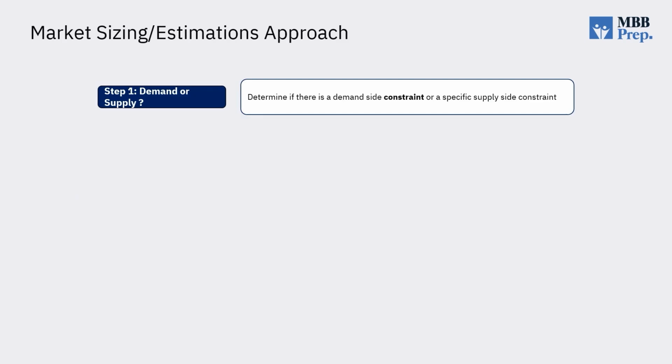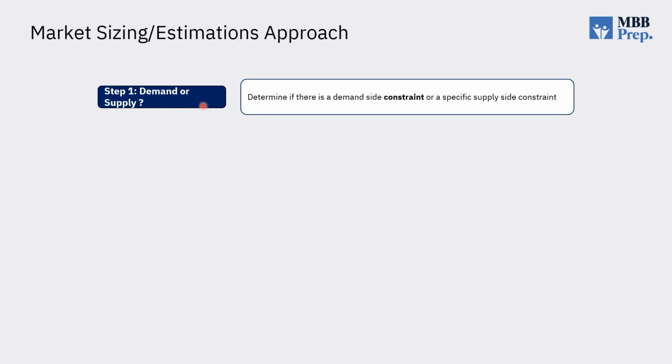Now, let me start with the typical approach that we recommend consulting aspirants implement when they are doing a market sizing exercise. First off, you need to decide whether you will approach the estimation from the demand side or the supply side. For example, let's say you're asked to estimate physical book sales in the US. Here, the demand from readers is the key constraint, or the key bottleneck. So, therefore, a demand side estimation is more appropriate.